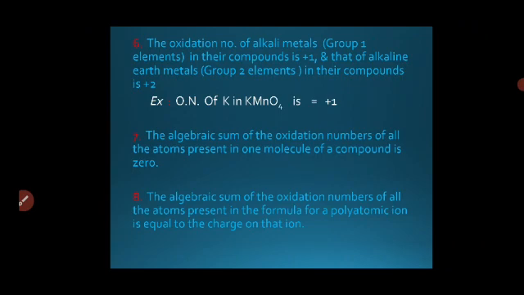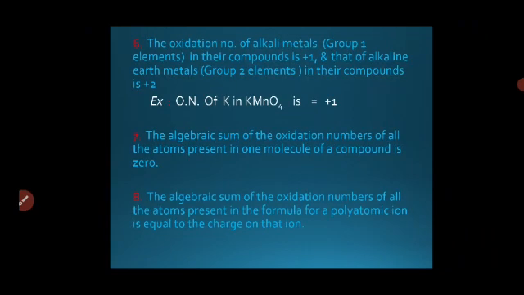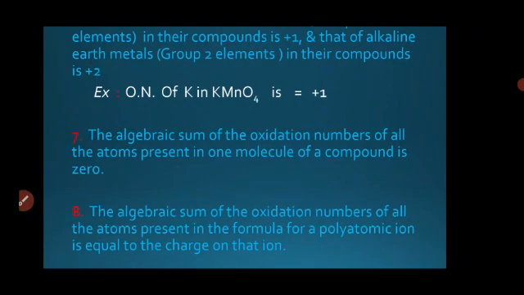Then the oxidation number of alkali metals, that is group 1 elements in their compounds, is +1, and that of alkaline earth metals, that is group 2 elements in their compounds, is +2. For example, oxidation number of K in KMnO4: K comes in group 1 elements, that is alkali metals, and hence it is +1 oxidation state, okay, or oxidation number.